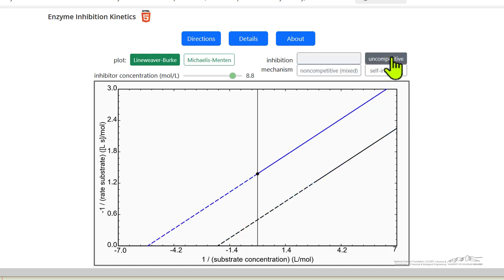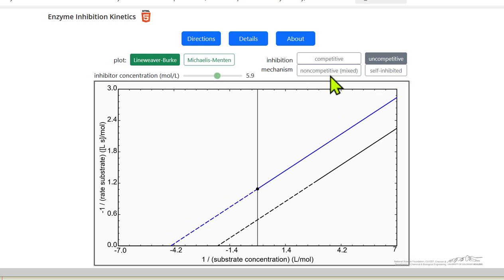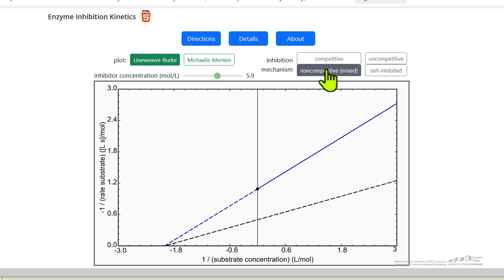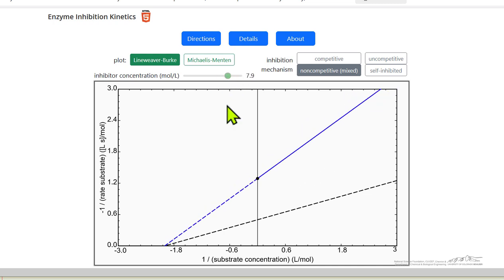And for different types of inhibition, in this case, as I change the concentration, the slope doesn't change, but the intercept does. And for non-competitive, the slope and the intercept change. The intercept changes on the y-axis here.